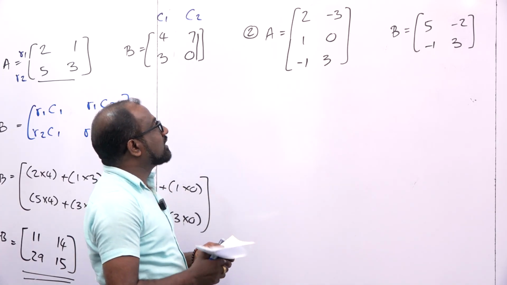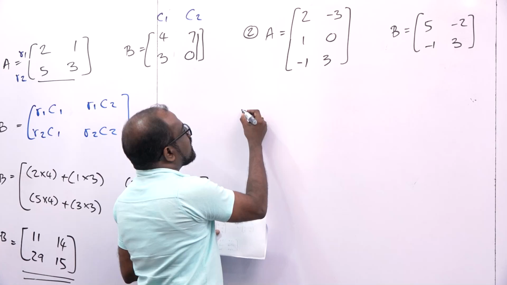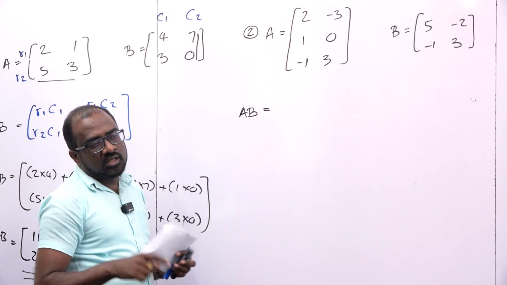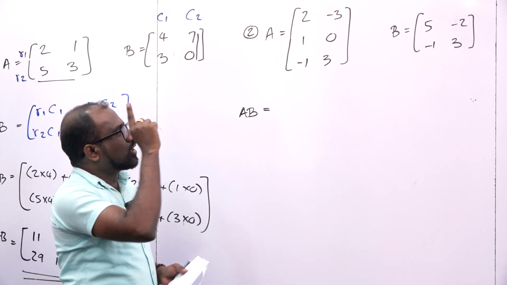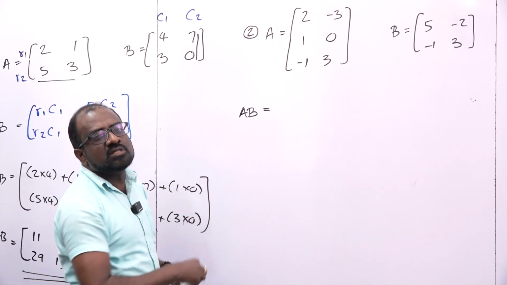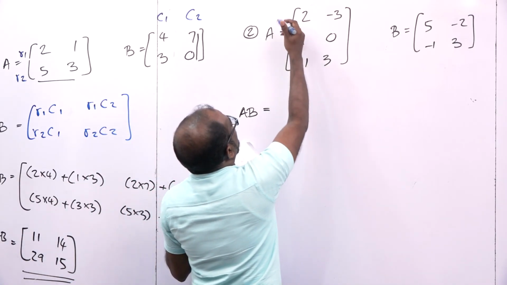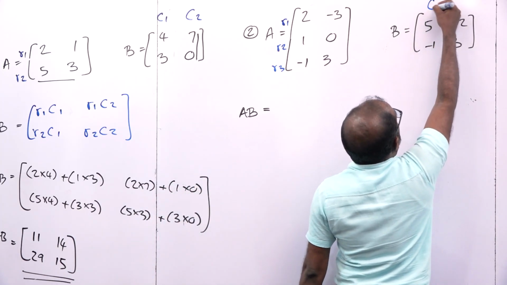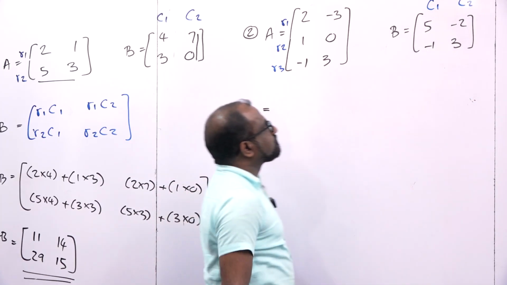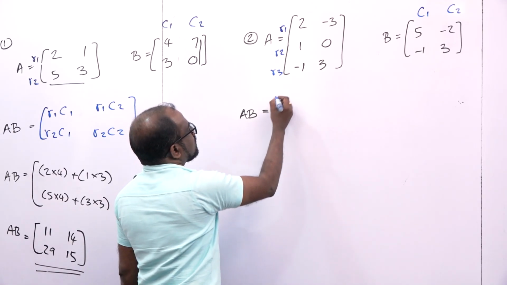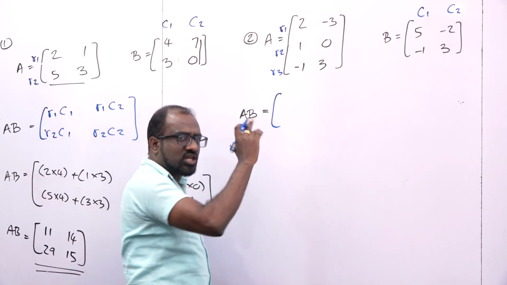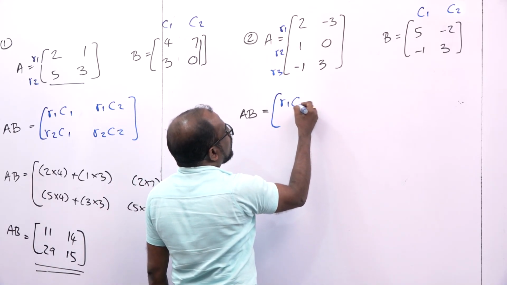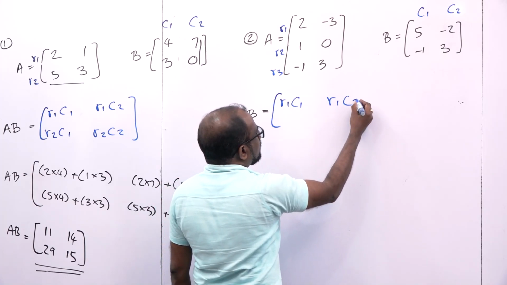Right. We are going to multiply these two matrices, A and B. Put the row numbers in the first matrix and column numbers in the second matrix. Here put row 1, row 2, row 3. Make it column 1, column 2. Remember, the row number doesn't change; only the column number changes. Row 1, column 1. Row 1, column 2.